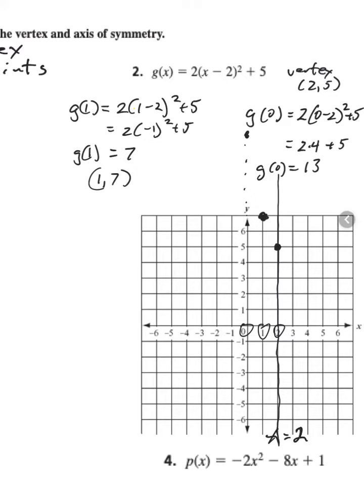And what we can do is use symmetry to plot this point. So we got 1, 7. That means there must be a point 3, 7. There's also another point way up here that I don't want you to have to worry about. So anyway, the parabola is going to be opening up.